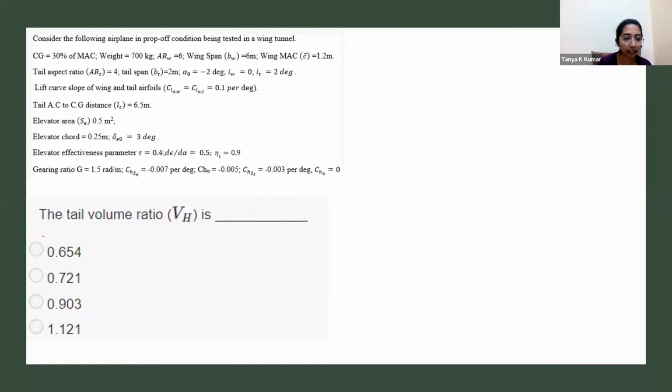Now the next question is to find the tail volume ratio, VH. The VH formula is S_T L_T upon S c. Somebody had asked in the forum that S_T, the tail surface area, is not given. Wing surface area was also not given. We computed it. How do we compute it? We take the aspect ratio of the tail, which is span squared of tail by S_T. Aspect ratio of tail is given as 4. Span of tail is 2, so 2 squared, and then S tail comes to 1.